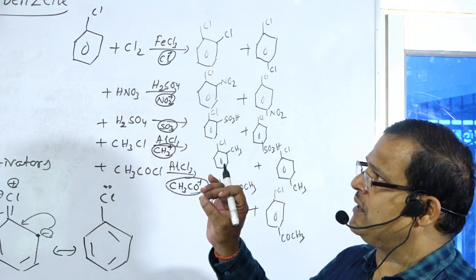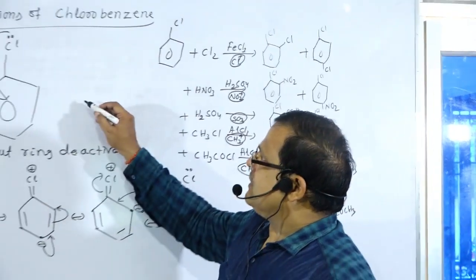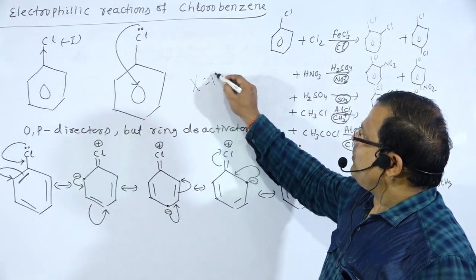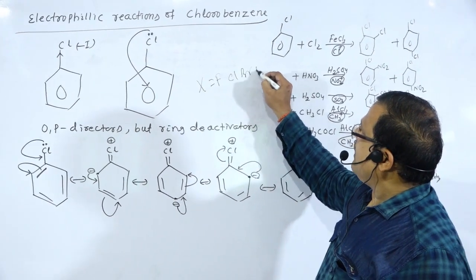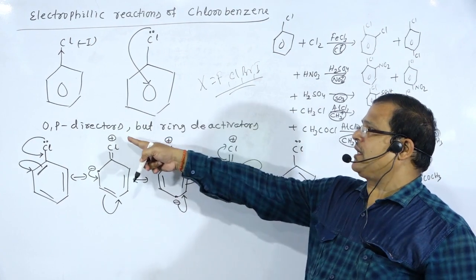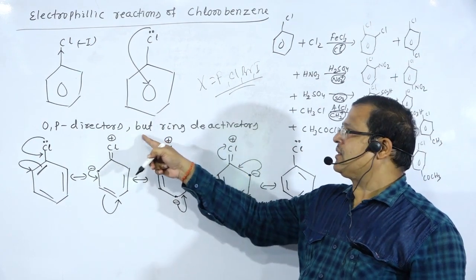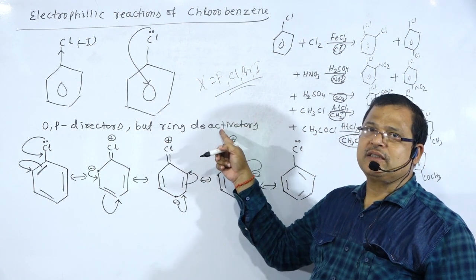A very important question here: halogens, that is X, which may be fluorine, chlorine, bromine, or iodine. Halogens are ortho-para directors but ring deactivators.